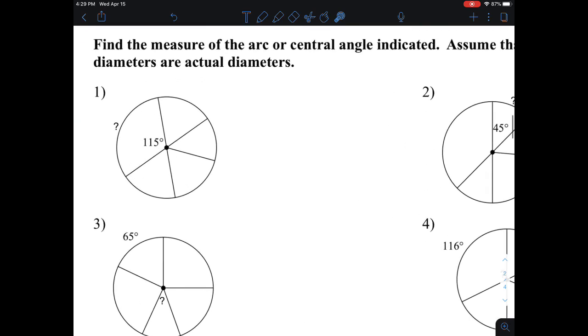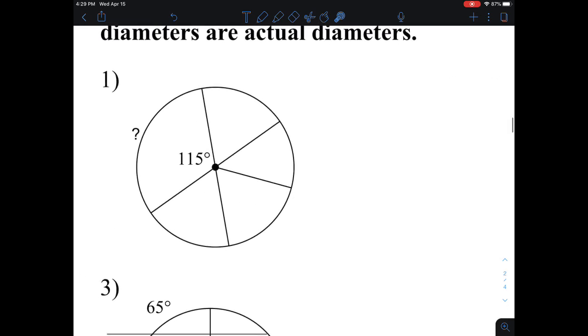Okay, let's look at this first problem. Our goal is to find the indicated arc. I'm looking for the measure of this arc here, and we have that this angle is 115 degrees. Notice how the vertex here is at the center of the circle. So we have a central angle, which means that the measure of the angle is equal to the measure of the arc. So this is simply 115 degrees.